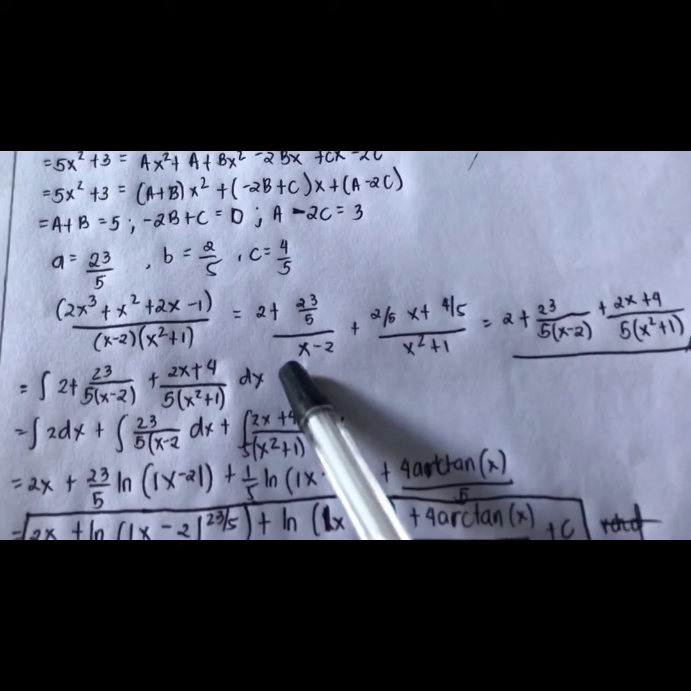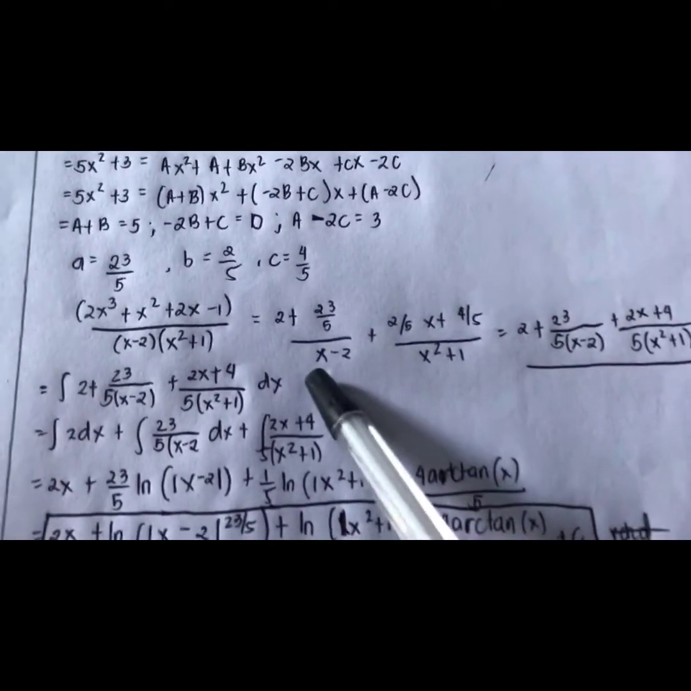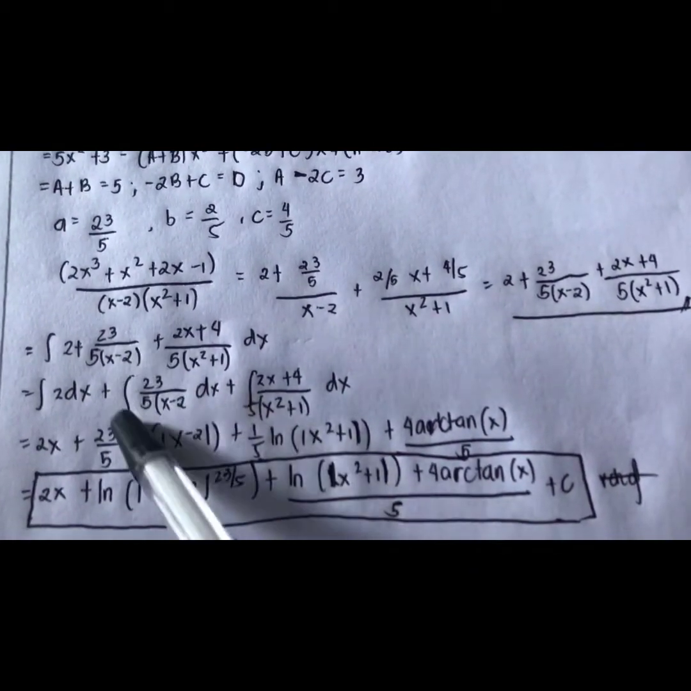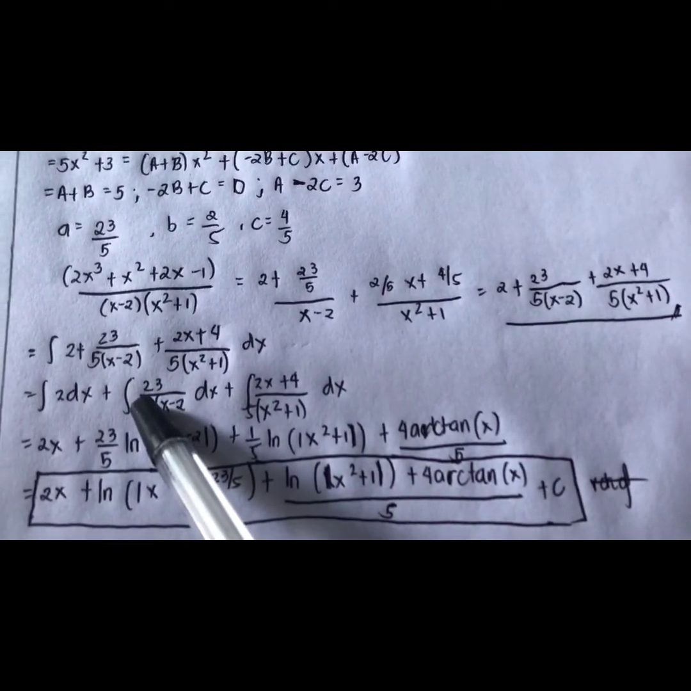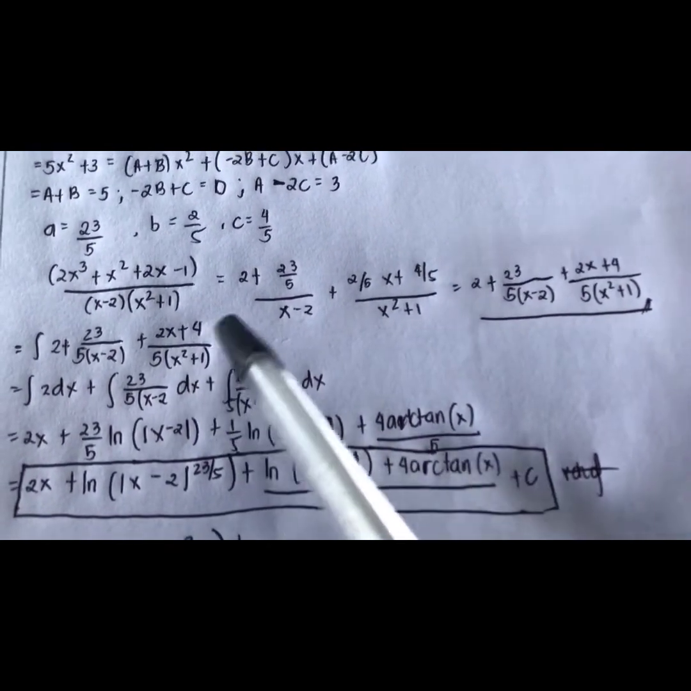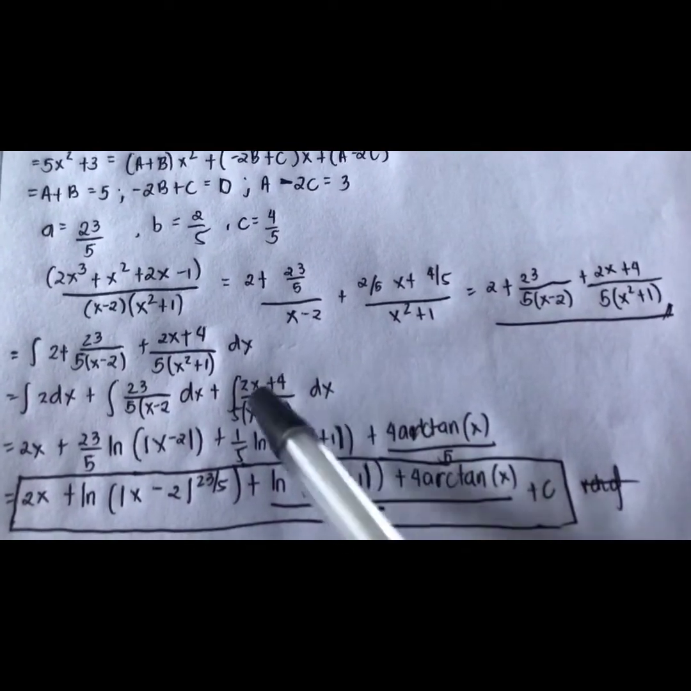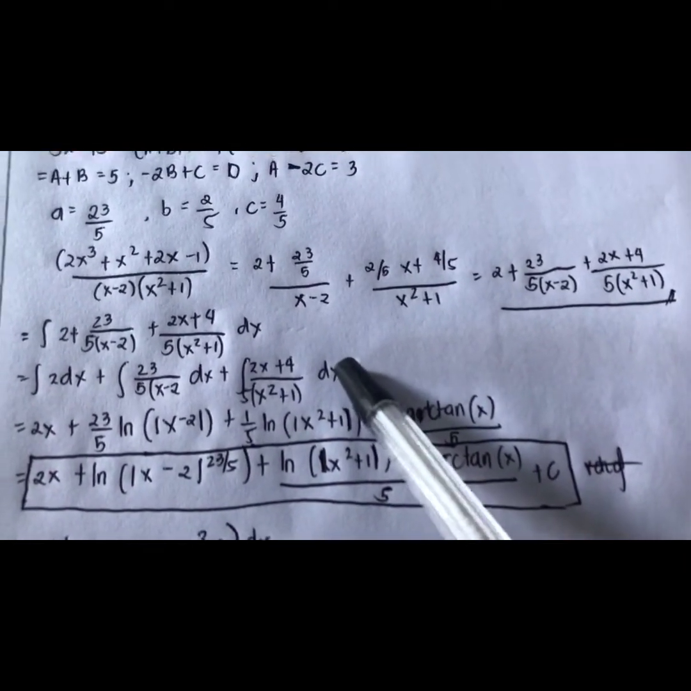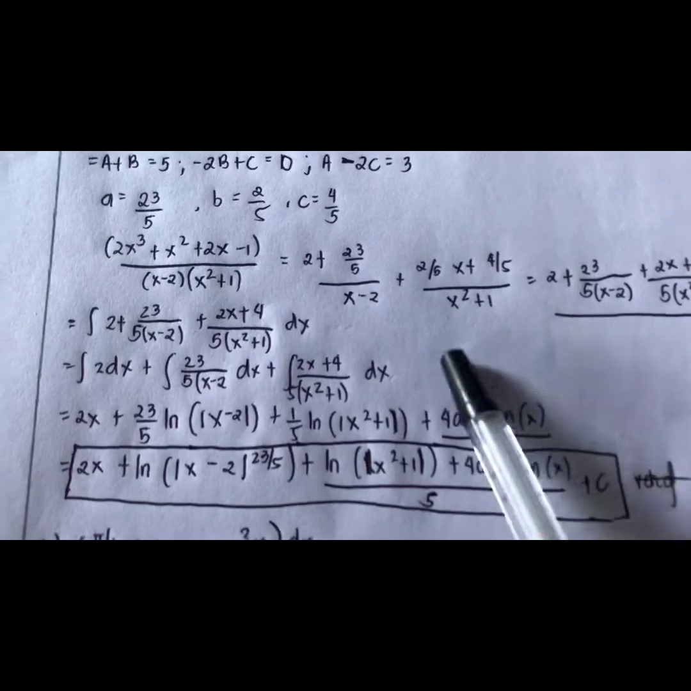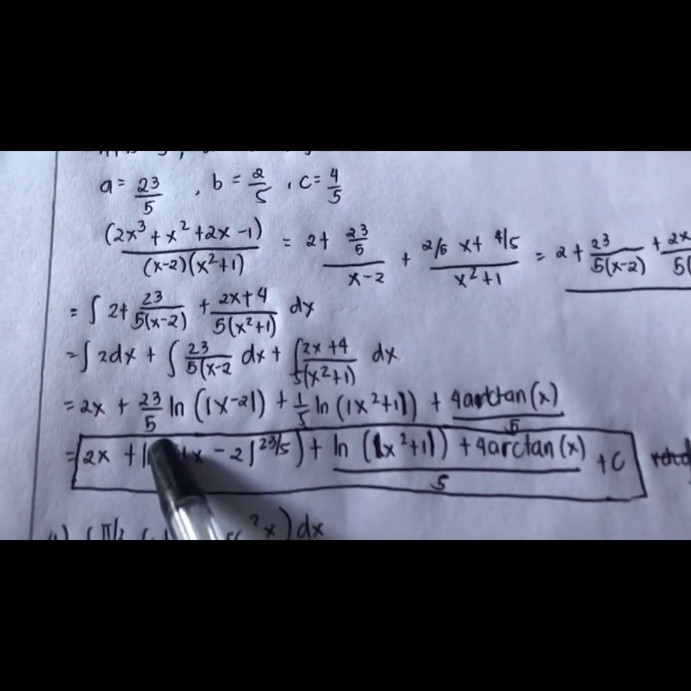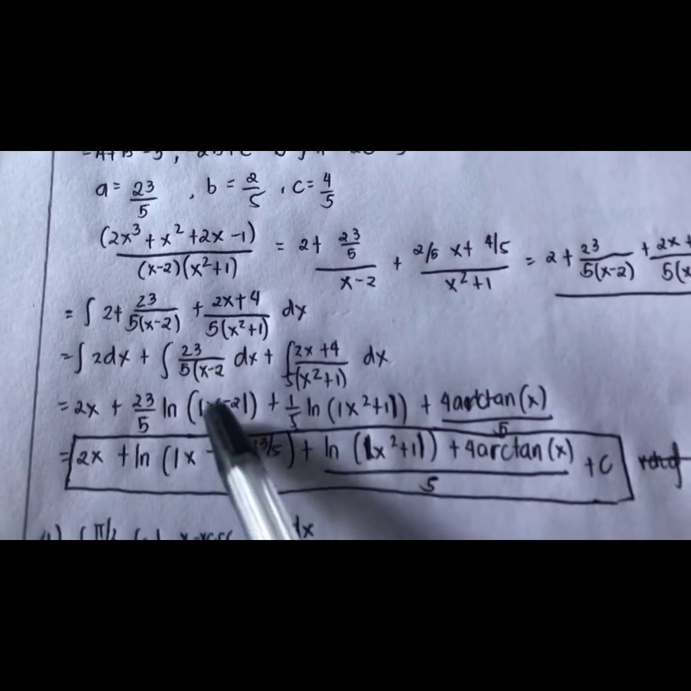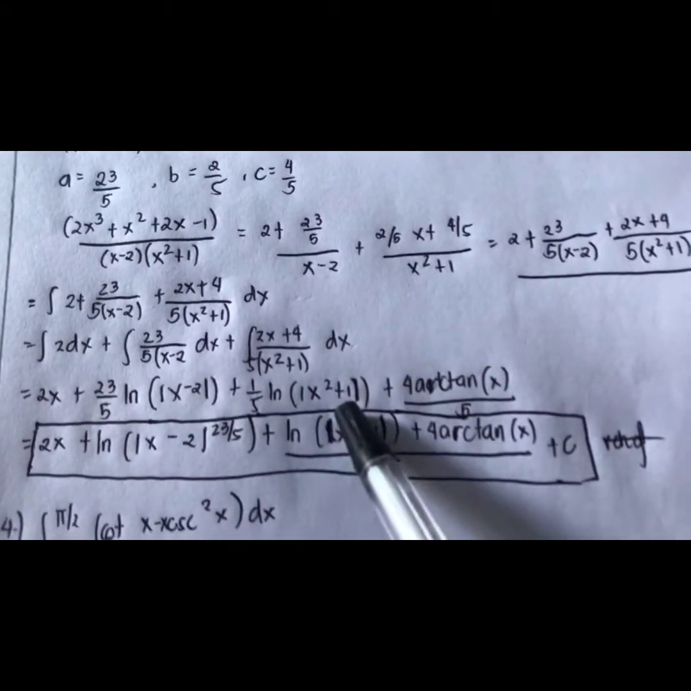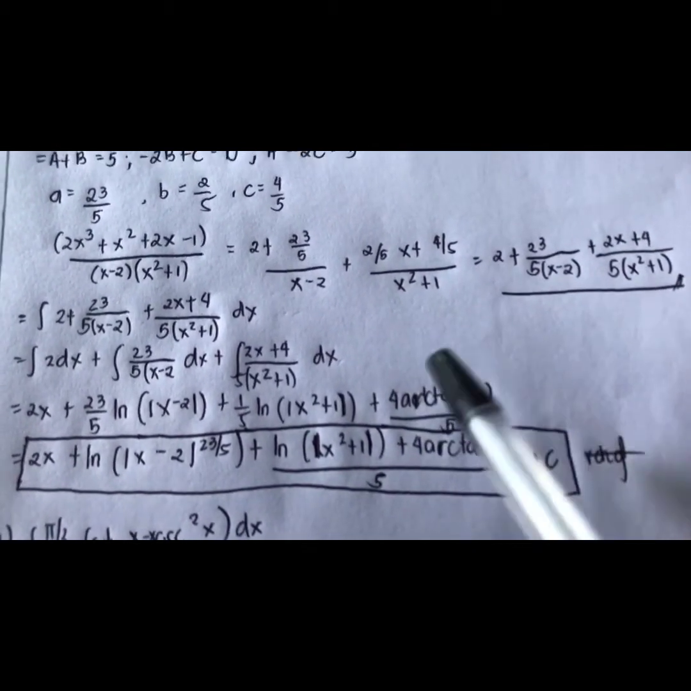And then we are going to apply the sum rule, and that is equal to the integral of 2 dx plus the integral of 23 over 5 times the quantity of x minus 2 dx plus the integral of 2x plus 4 over 5 times the quantity of x squared plus 1 dx. And we will have 2x plus 23 ln times the absolute value of x minus 2 plus 1 over 5 ln the absolute value of x squared plus 1 plus 4 arctan x over 5.